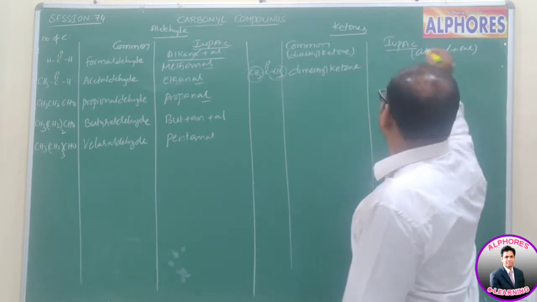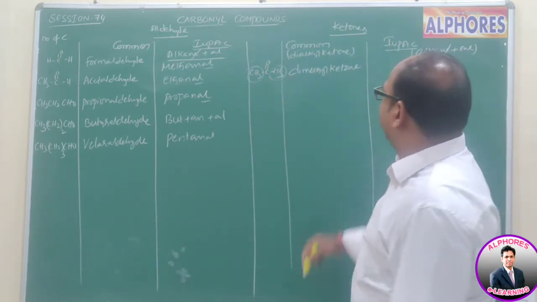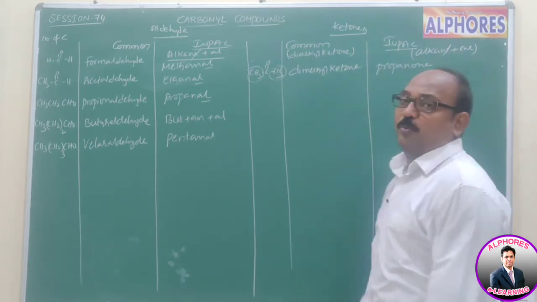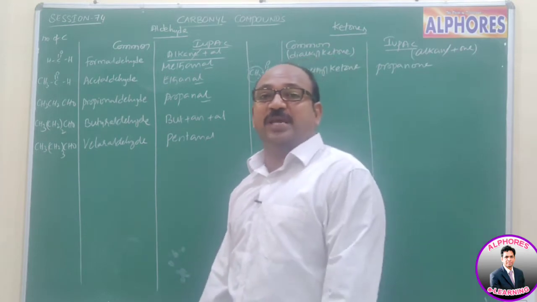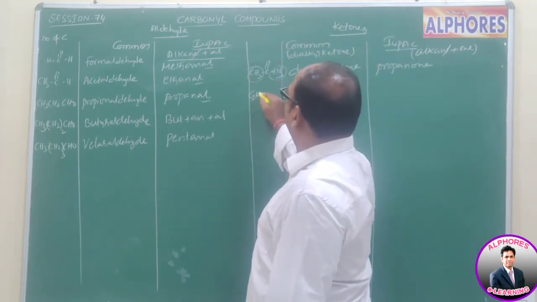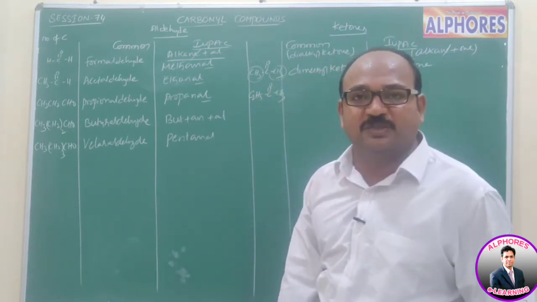And for the IUPAC name, 1, 2, 3, 3 carbon atoms are there. Hence prop plus ane plus one, propanone. So the IUPAC name is propanone. Let us take 4 carbons. One is an ethyl group, another one is a methyl group.